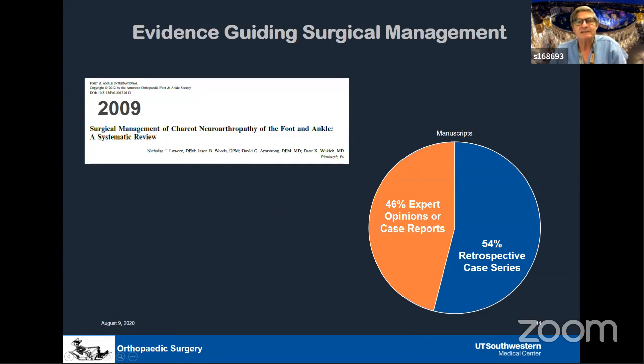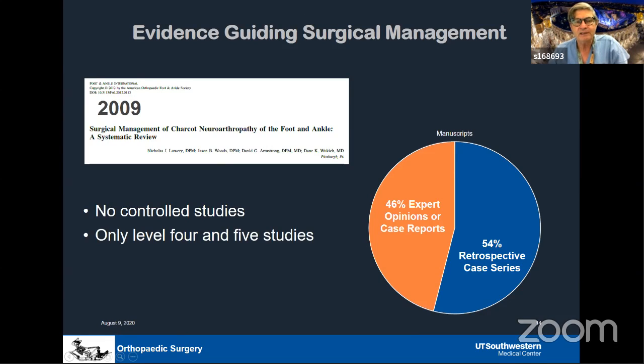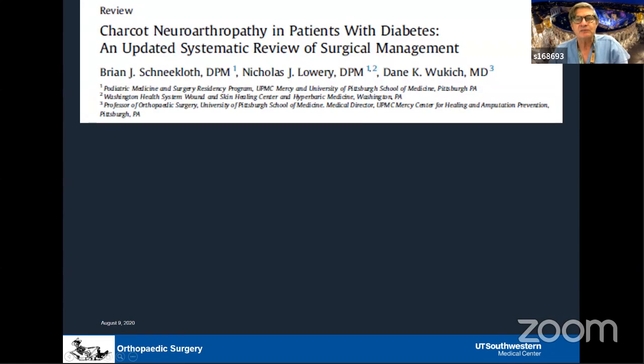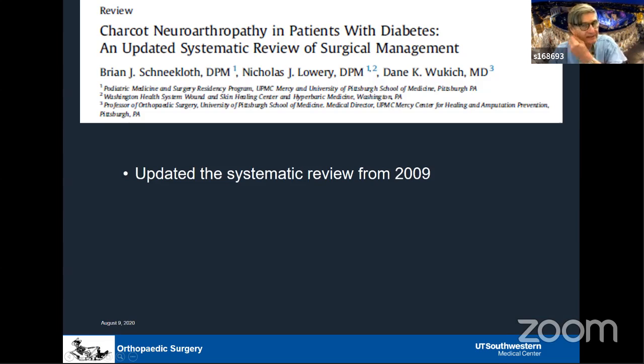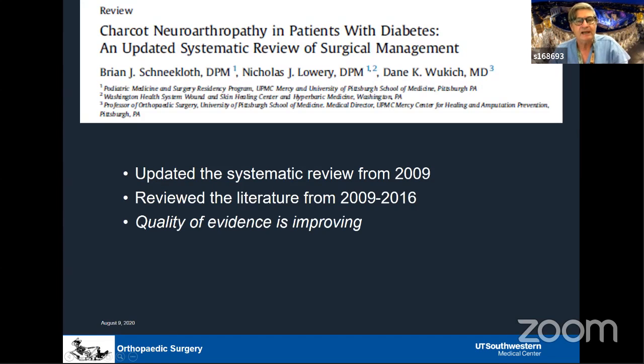Now, what about the evidence guiding surgical management? If you look at this, we can see that there are no controlled studies in this article that we published in 2009. Everything was based on case reports or retrospective case series, and they were only level 4 and 5 studies. And so the evidence was poor just 11 years ago when we looked at it. We then updated this review in 2016, and we looked at the literature from 2009 through 2016. And what we found was that the quality of evidence was improving.